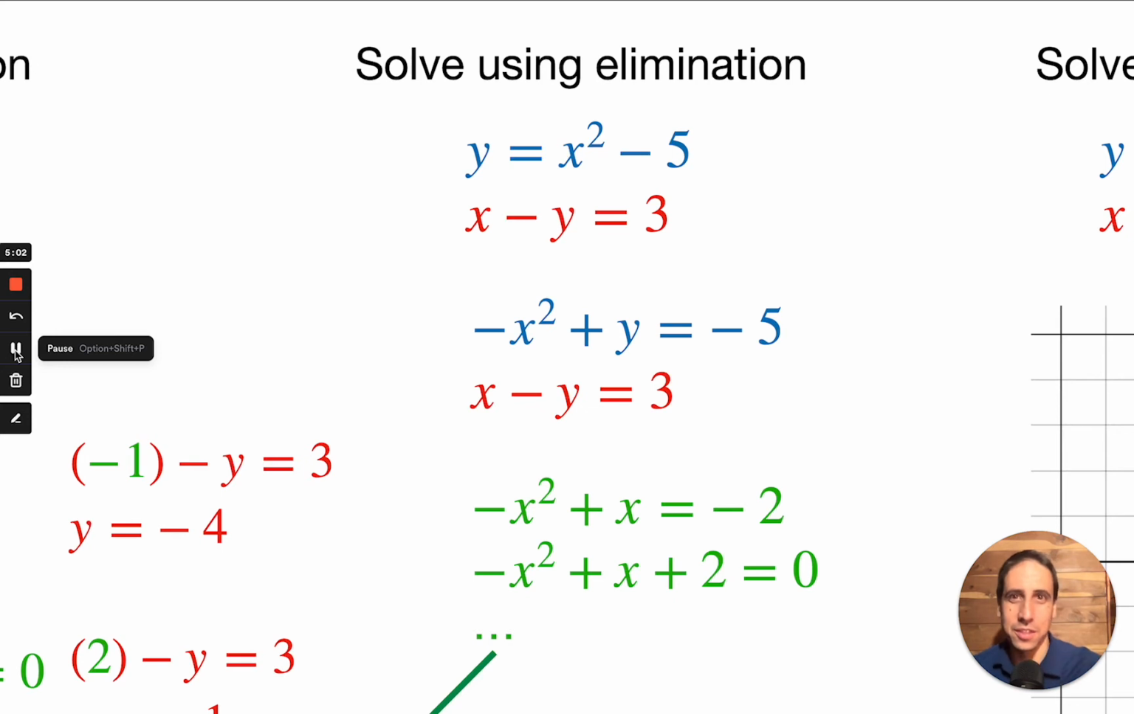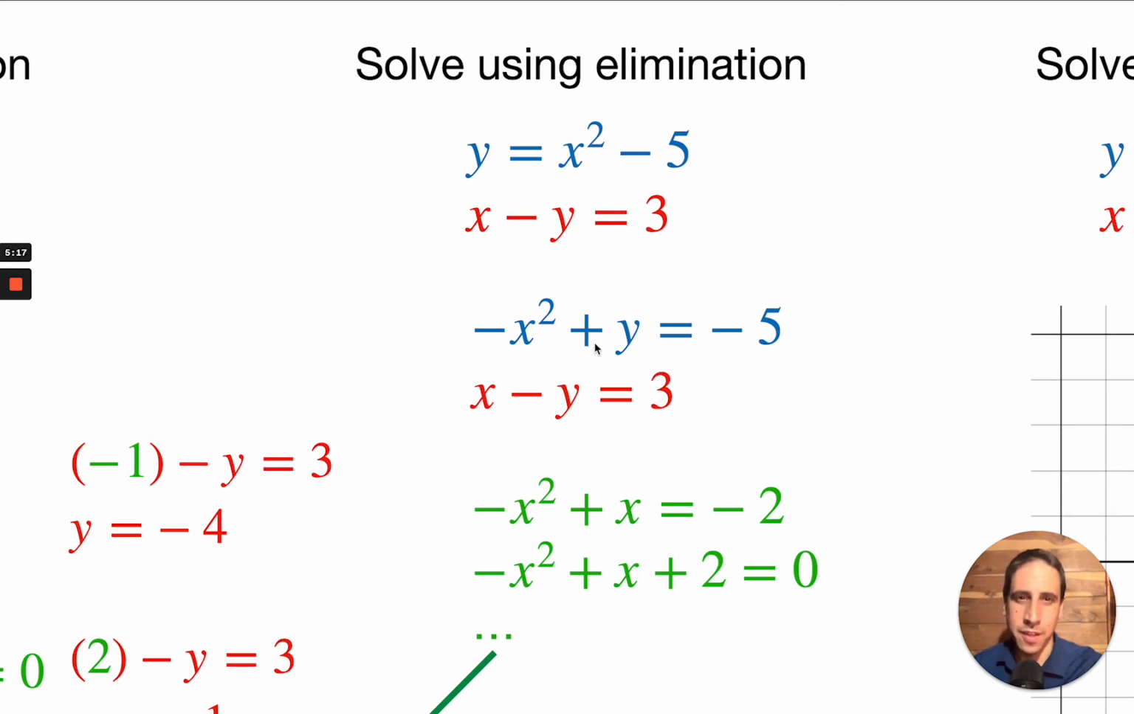Solve using elimination. y is equal to x squared minus 5. x minus y equals 3. So this is the same system. We're just going to solve it using a different technique. And in order to do that, I think what I've got to do is line everything up kind of on the left-hand side. So I'm going to move the x squared over.